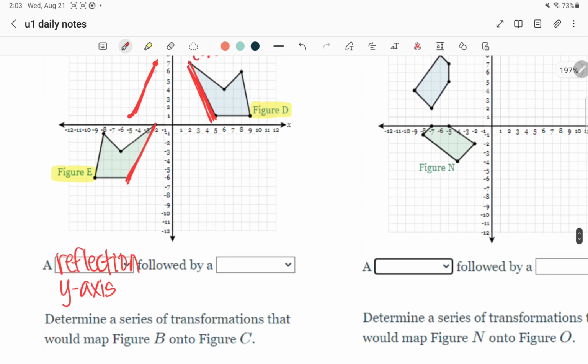And I see that they're right on top of each other, so I don't need to reflect, I just need a translation. I just need to shift it down. Specifically, I need to shift it down 7 units. Right, so I'm going from 7 to 0. So that'll be down 7.